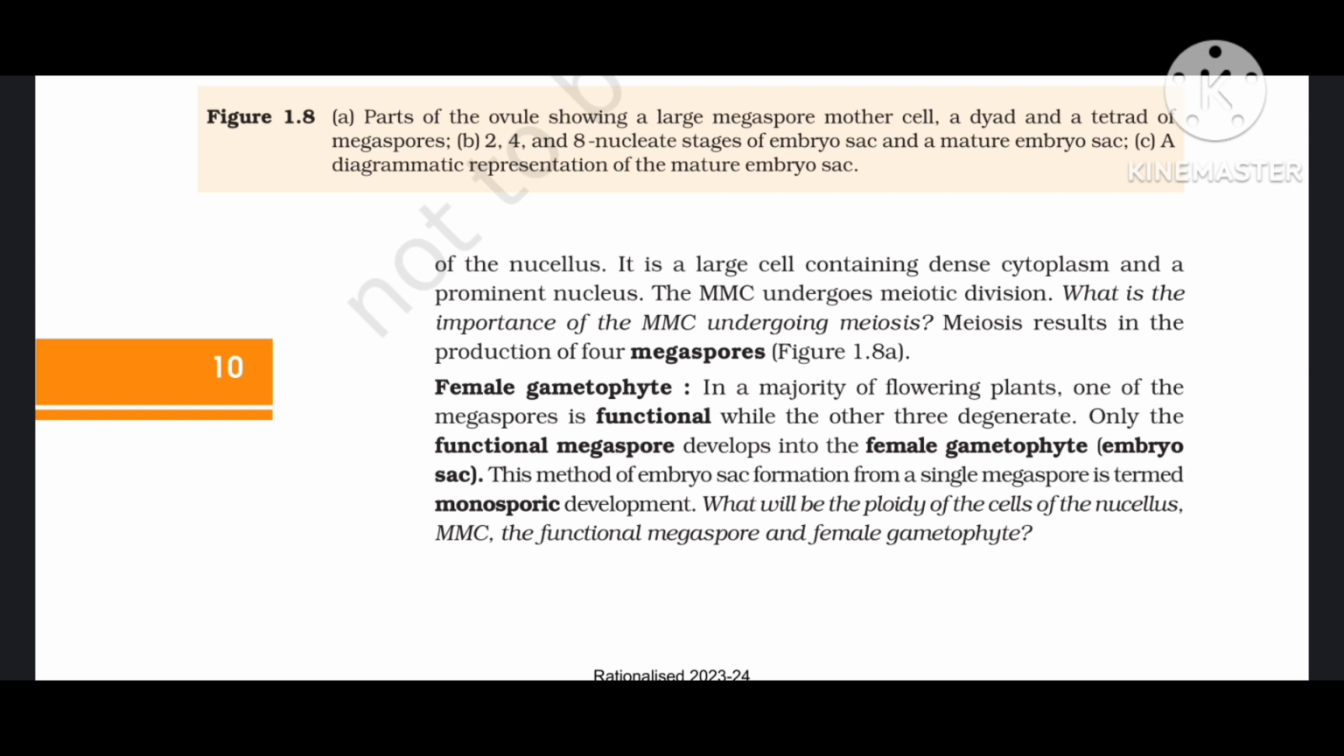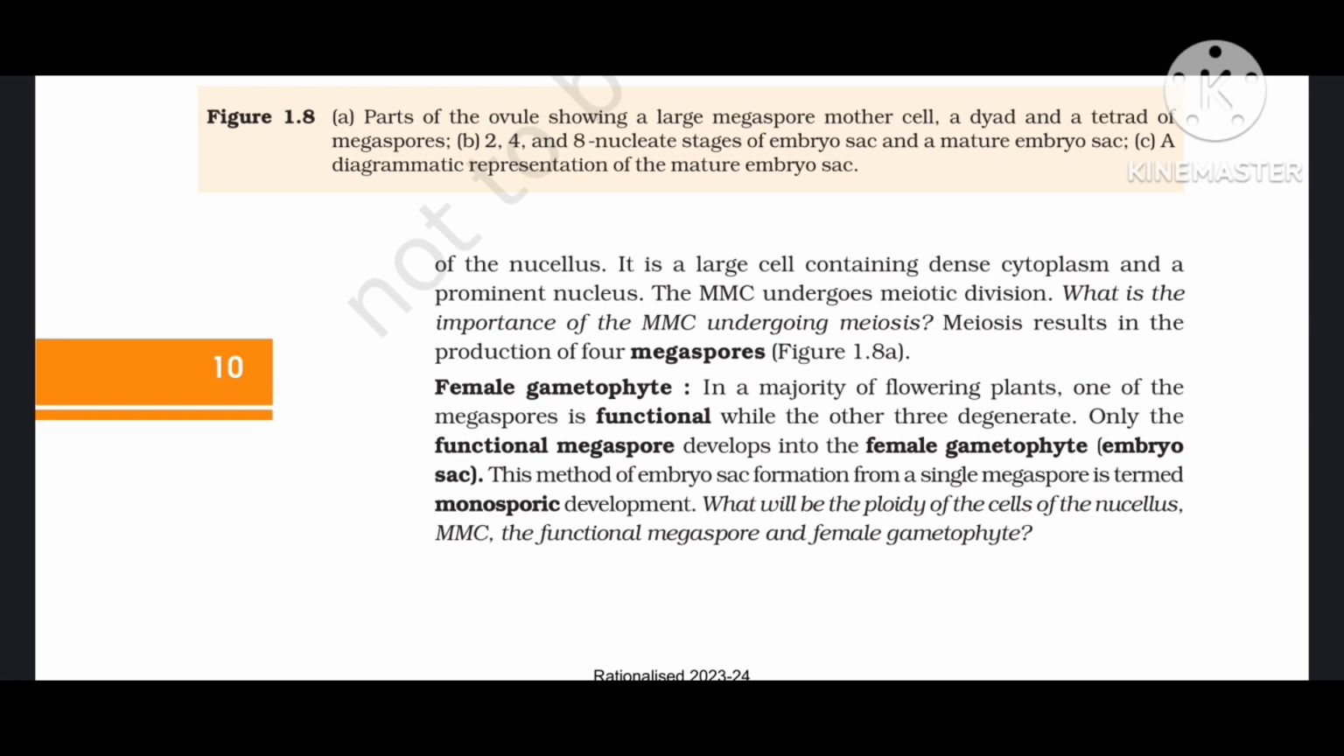Figure 2.8b. The nucleus of the functional megaspore divides mitotically to form 2 nuclei which move to the opposite poles, forming the 2-nucleate embryo sac. 2 more sequential mitotic nuclear divisions result in the formation of the 4-nucleate and later the 8-nucleate stages of the embryo sac. It is of interest to note that these mitotic divisions are strictly free nuclear. That is, nuclear divisions are not followed immediately by cell wall formation.